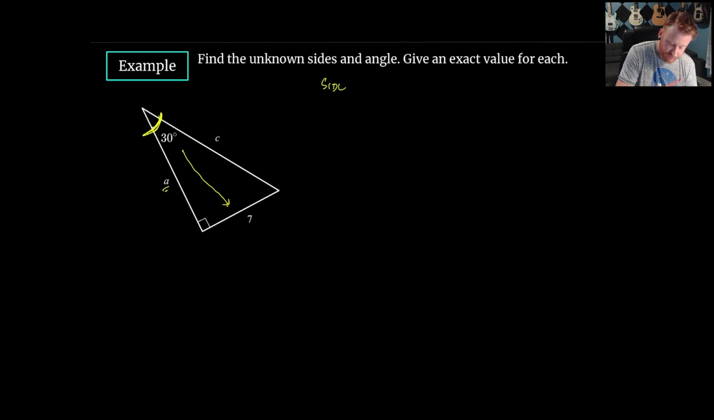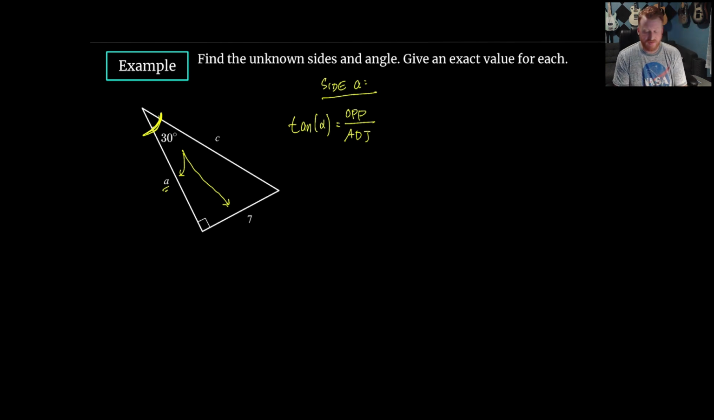So side A. I know that the opposite side is 7, and what we're trying to find here is the adjacent side. Is there anything that we know that relates the opposite side to the adjacent side? Hopefully we are familiar with the tangent function now, and we know that the tangent of alpha is the ratio of the opposite side to the adjacent side. So we can use this to solve for that missing piece.